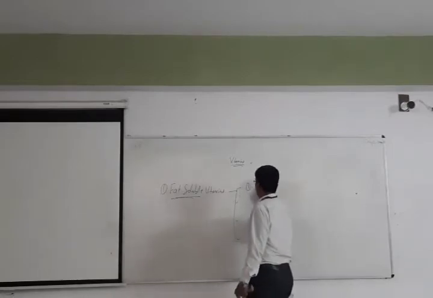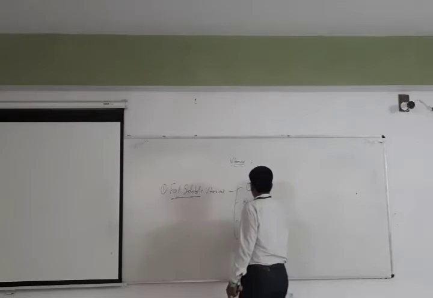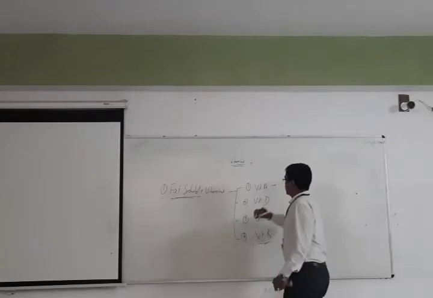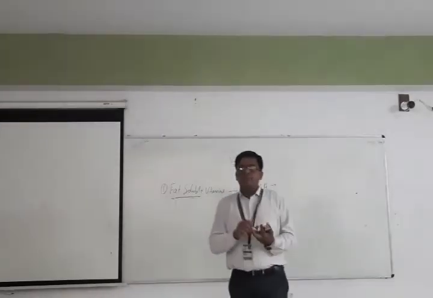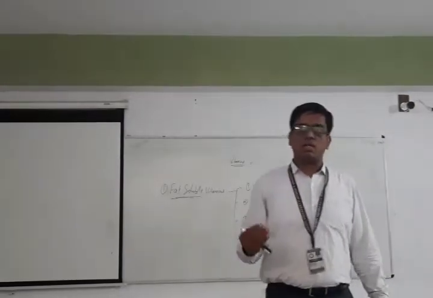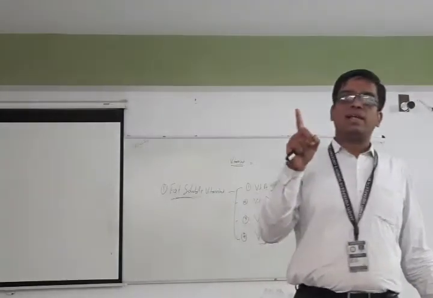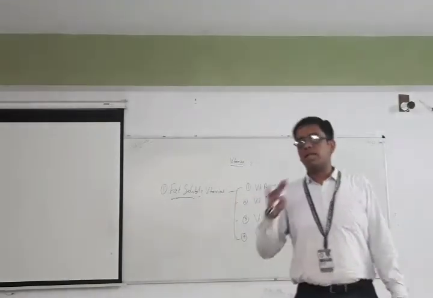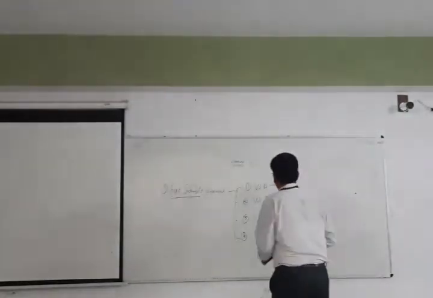Now, what are the different types of fat soluble vitamins? Number one is vitamin A. Next is vitamin D. Third is vitamin E. Fourth is vitamin K. So these are the four fat soluble vitamins about which we are going to discuss today. A, D, E, K are the fat soluble vitamins.